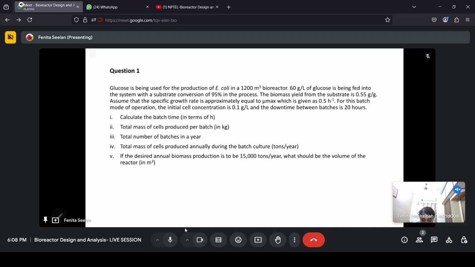For this batch mode of operation, the initial cell concentration is 0.1 gram per liter and the downtime between the batches is 20 hours. So we have been given a set of 5 questions. Let's start solving one by one. So let's start to write down the given values.